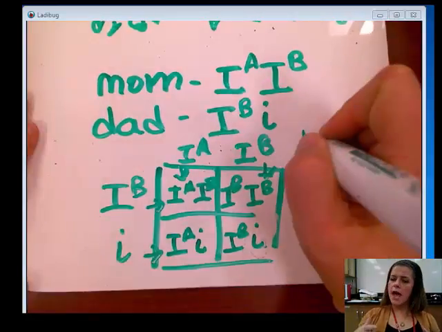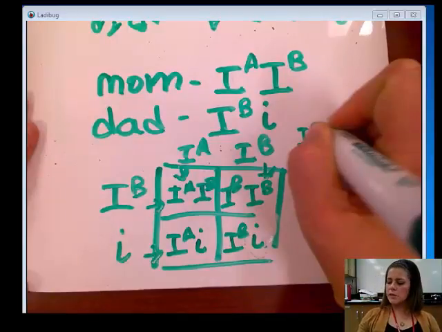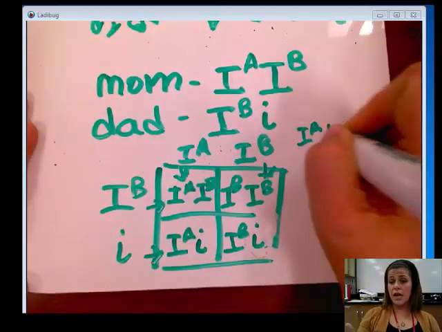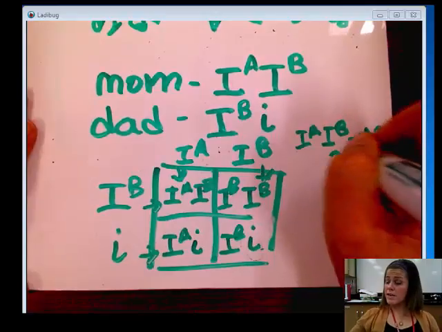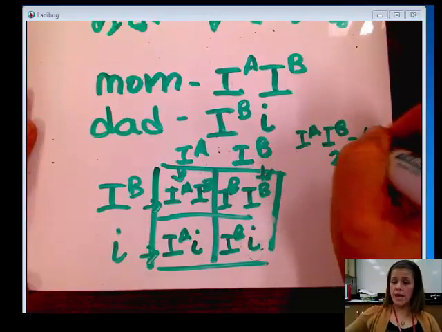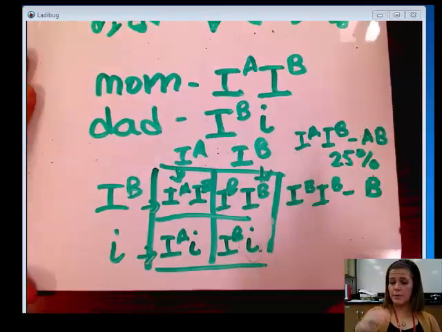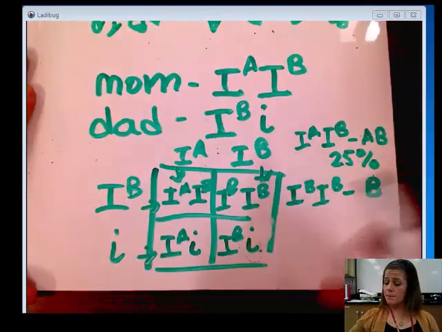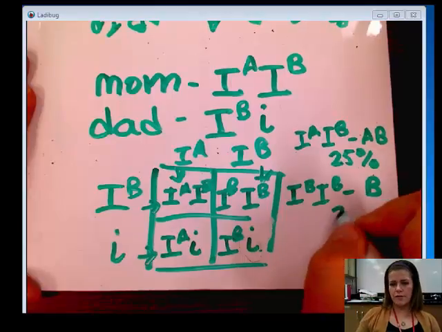Alright, well now let's go ahead and talk about our phenotypic and genotypic ratios. So the first one we see is the AB phenotype, and the genotype would look like dominant IA, dominant IB. That would give us an AB phenotype, and we see that at 25%. Okay, so the next one we have the B genotype. So we see a dominant IB, dominant IB, and that would give us the B phenotype. Now with this one, we only see one of those, 25%.